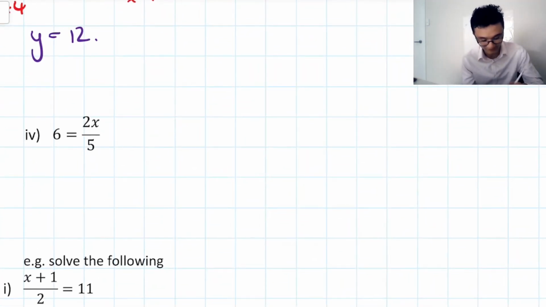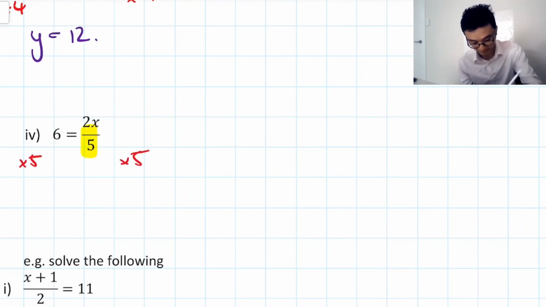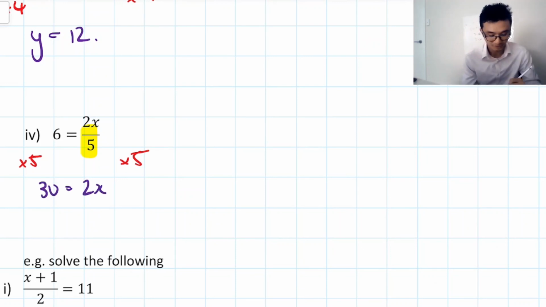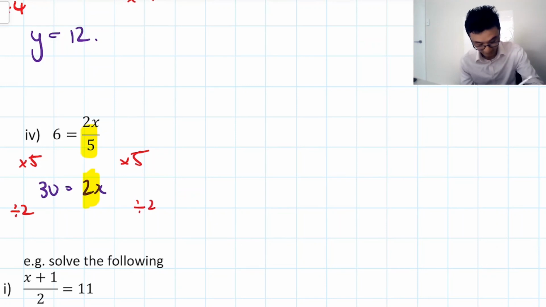Last one in this set, we've got this situation here. Again, I'm thinking about opposite operations. It doesn't matter which side the variable is on. I still want to remove this fraction by multiplying by 5. So I get 6 times 5, which is 30, is equal to 2x. Let's think about the opposite of 2 multiplied by x. Well, that's dividing by 2, and so 15 is equal to x. Now traditionally we like to leave the variable x on the left-hand side, so I'm going to say x is equal to 15.